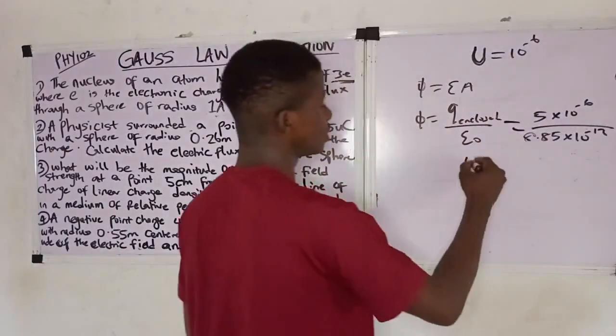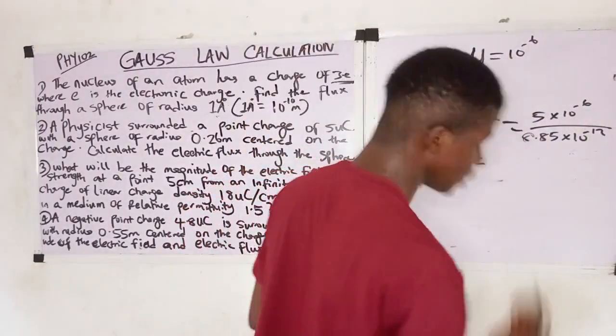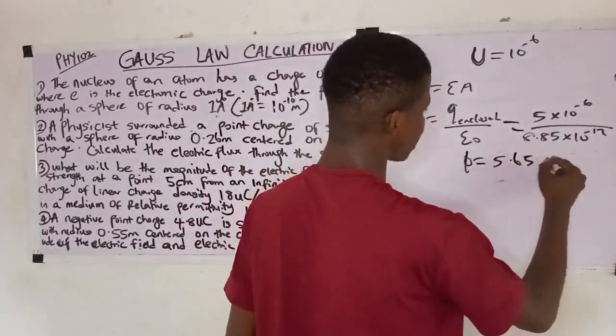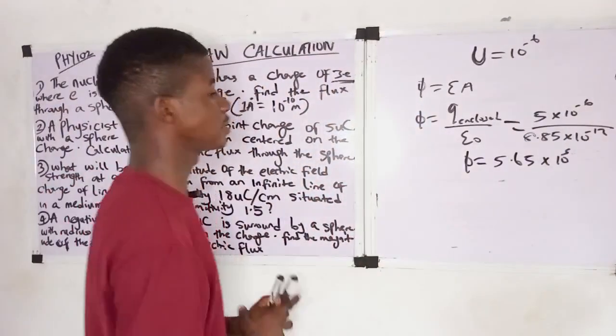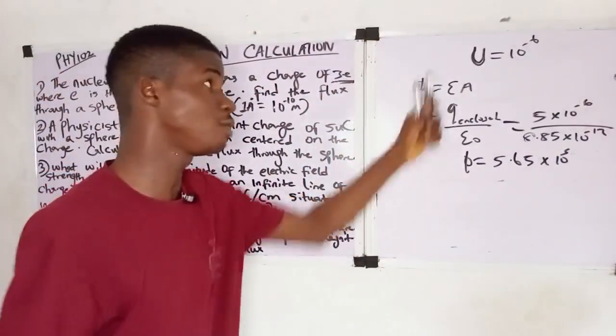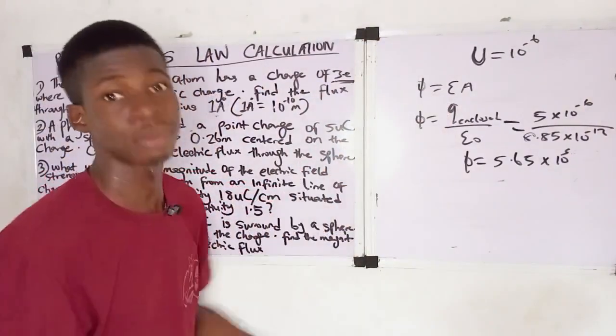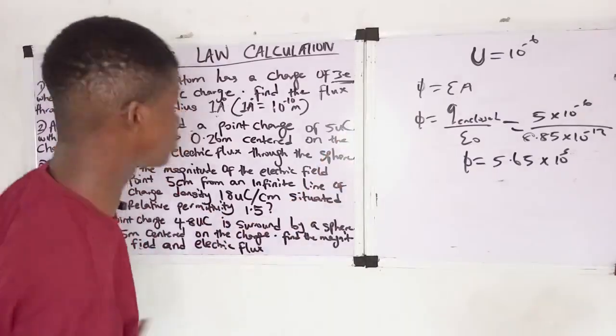So our answer, the flux, is 5.65 times 10 raised to the power 5. Okay, so this is our answer. If you use the other method, you still get your answer, but it's a very long process.